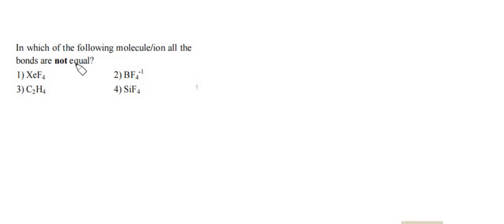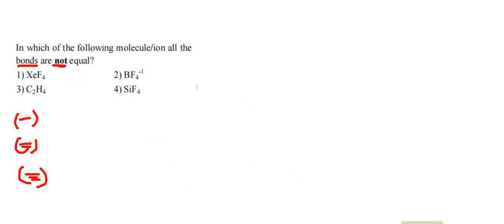So here there is a question: in which of the following molecules or ions are all the bonds not equal? Here they are asked about bonds that are not equal. It means a double bond or a single bond or the covalent bond, or sorry, the triple bond. So the bonds are not going to be equal in which of the following? In each and every option we have to see here.